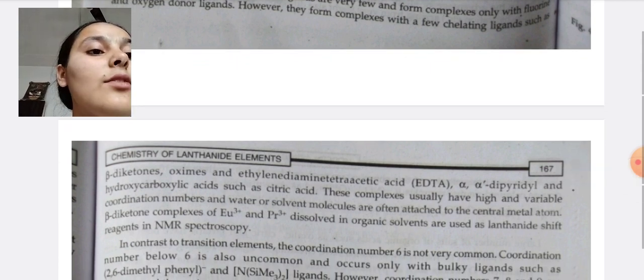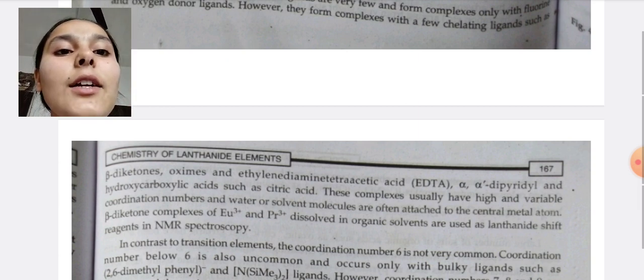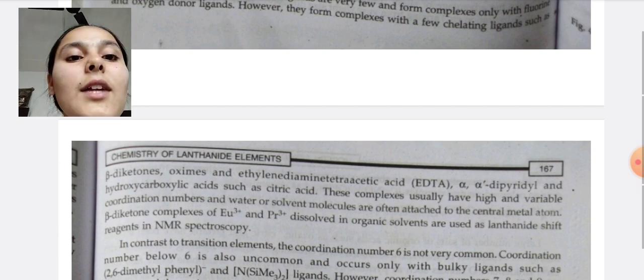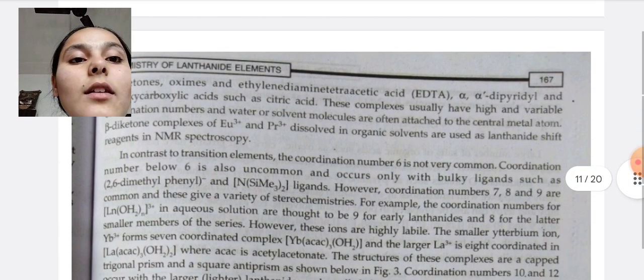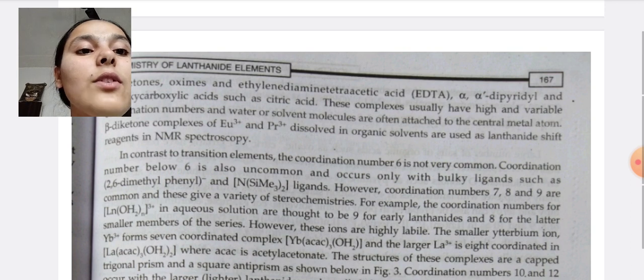These complexes usually have high and variable coordination numbers, and water or solvent molecules are often attached to the central metal atom. Beta-diketone complexes of Eu3+ and Pr3+ dissolved in organic solvent are used as lanthanide shift reagents in NMR spectroscopy. In contrast to transition elements, coordination number 6 is not very common. Coordination numbers below 6 are also uncommon and occur only with bulky ligands such as 2,6-dimethylphenyl ligands. However, coordination numbers 7, 8, 9 are common, and these give a variety of stereochemistries.